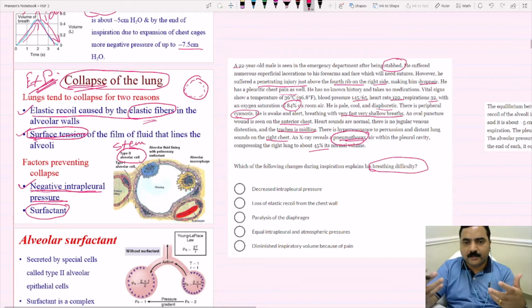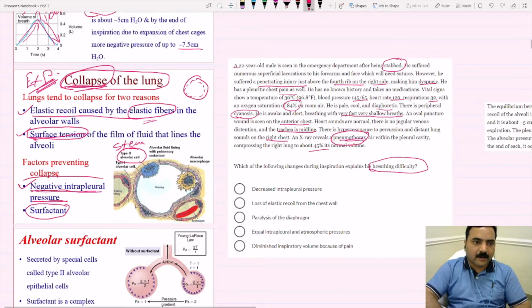Because this has abolished the negative intrapleural pressure, the elastic property of the lung is too much, so there will be too much collapse of the lung. In order to prevent the collapse of the lung, we have negative intrapleural pressure. This negative intrapleural pressure is lost in the case of a pneumothorax.